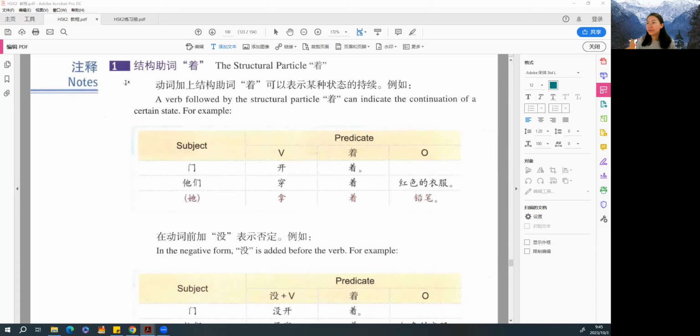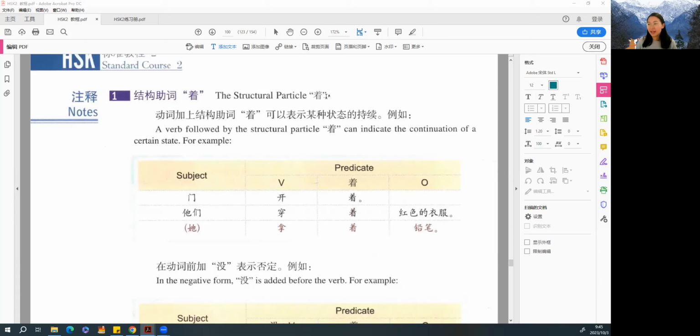First, we are going to take a look at the note. This is 着, the pinyin is zhe. So we are going to choose the second one, 着. This is a helper word that follows a verb. A verb followed by this structure, 着, can indicate a continuation. So the status is like this.